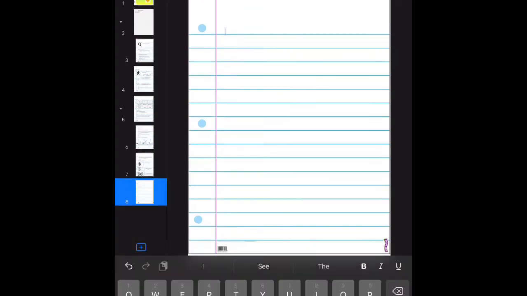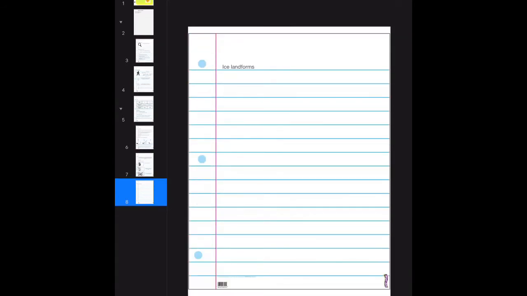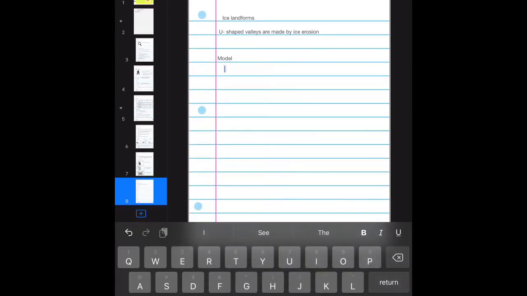At the top, we're going to write ice landforms. Next, we're going to write that U-shaped valleys are formed by ice erosion. Next, we're going to document our U-shaped valley model that we did. We're going to write the materials we needed, which was Play-Doh, ice, and a pan.